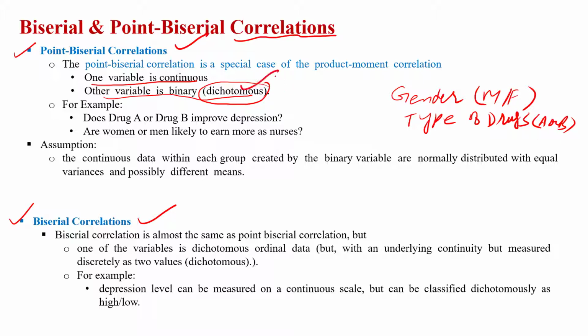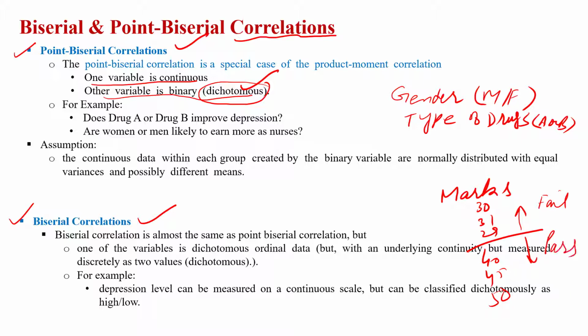Whereas if this dichotomous variable is not a true dichotomous, it's an artificial dichotomous, meaning we have made a continuous variable into a dichotomous one, such as the marks of a student. Naturally that is a continuous variable, such as students having marks of 30, 31, 29, 40, 45, 50. If I say that less than or equal to 30 would be considered as fail, and more than 30 would be considered as pass, we have artificially made this variable dichotomous. In such a case, we should apply the biserial correlation.